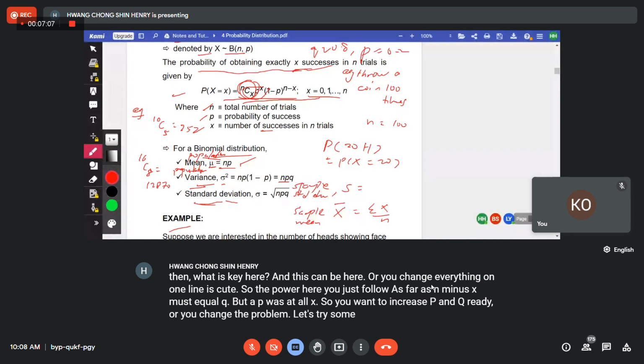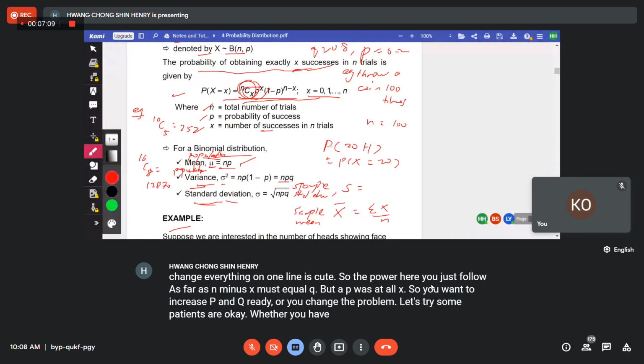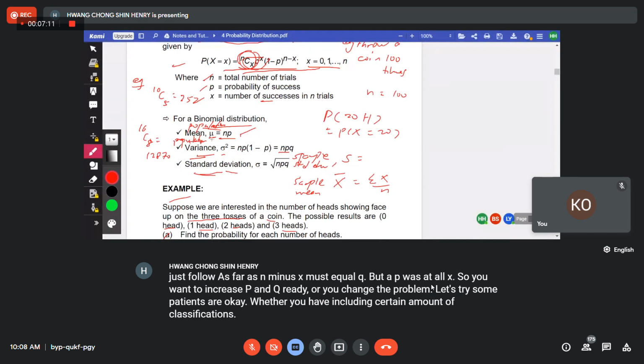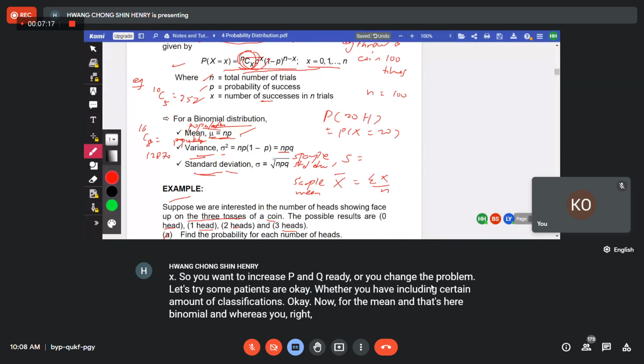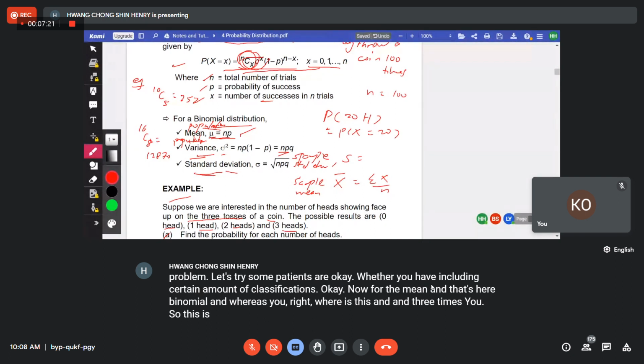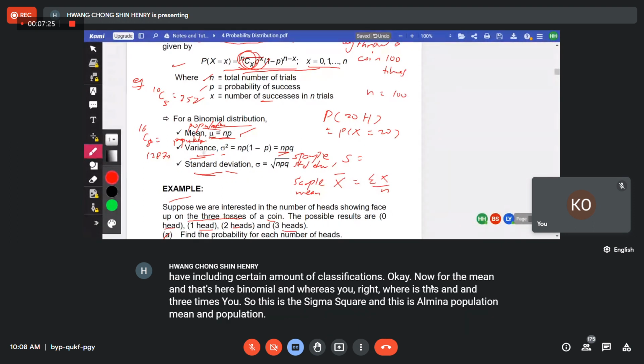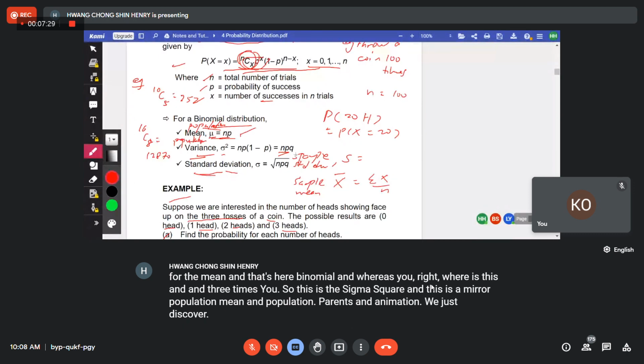I'm not sure whether we have to include the class equations inside or not. Now for the binomial mean, N times P, and the variance you learned in chapter 2, right? Variance is N times P times Q. So this is sigma square, and this is your population mean and population variance. And for standard deviation, we just take the square root here.